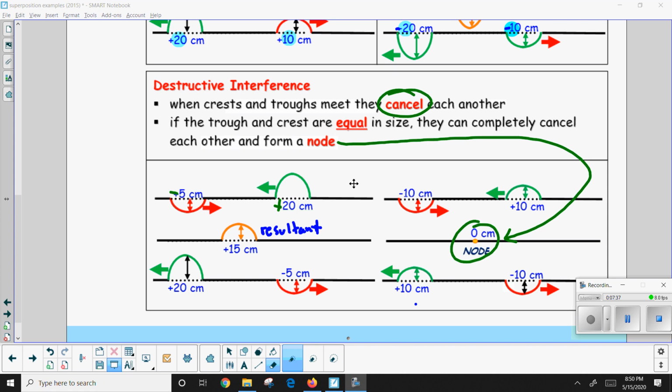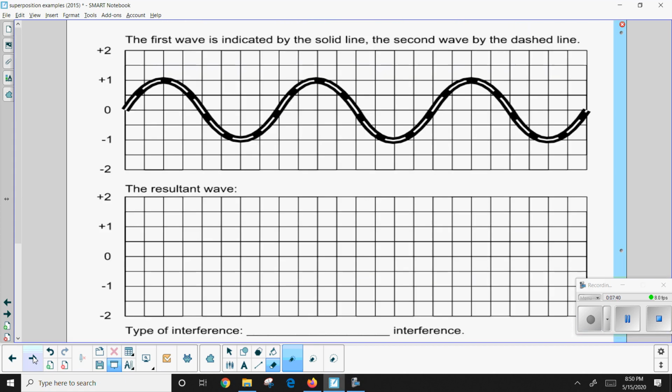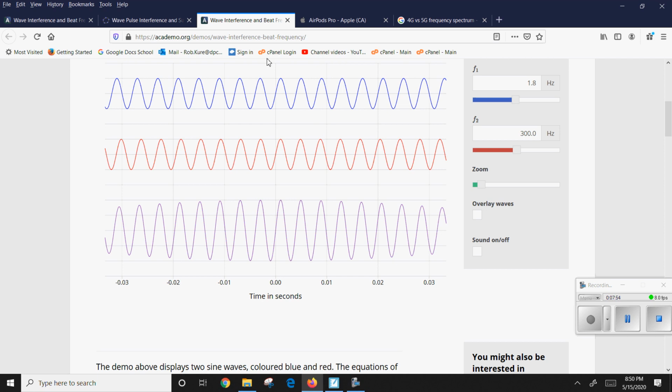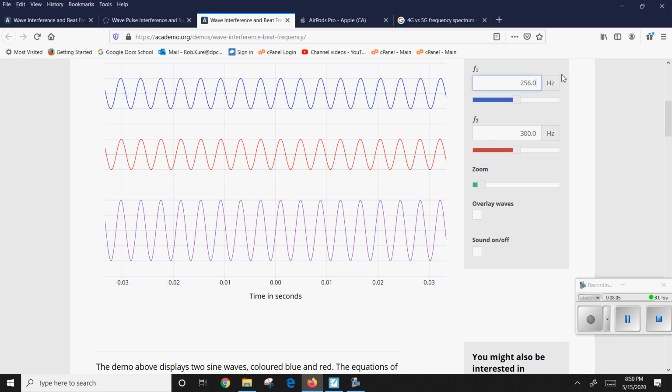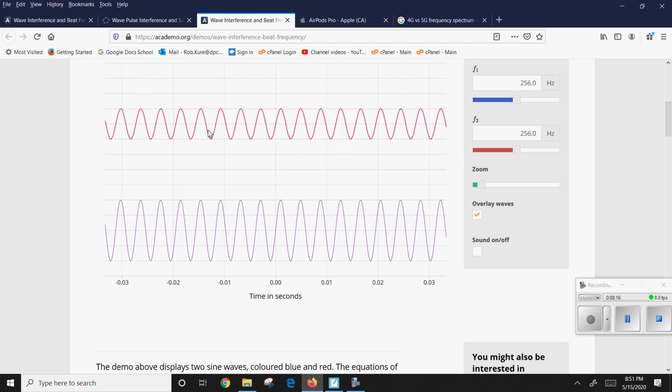Okay, so let's look at some examples now of how to add waves together. So what you do when you're adding these waves together, I've got two waves actually. I've got a dashed line wave, and it's on top of a solid line wave. Let me show you what these would look like in the simulator over here. So what we have here, let me make the same frequency. Give me a moment here. And I'll make this one 256. There you go. So these waves are exactly the same frequency. And if I put them on top of each other, let's overlay the two waves. That's exactly what we're trying to draw here.